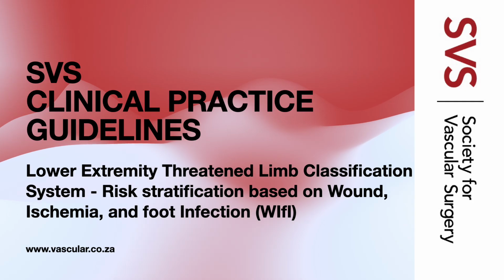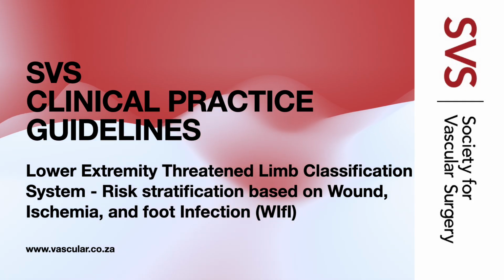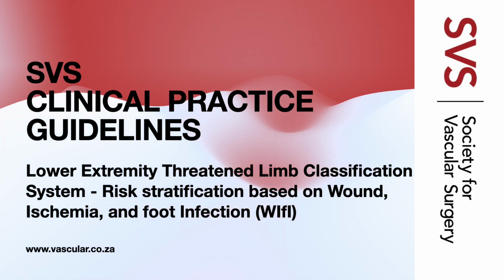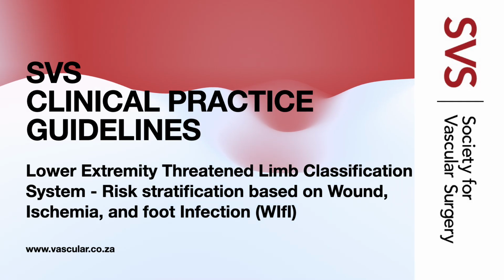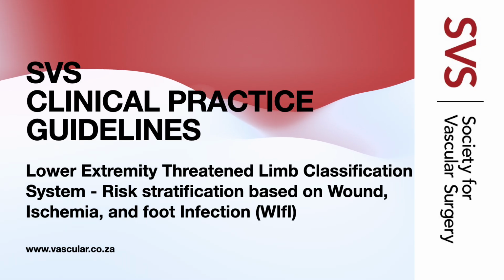Grade 2, now we're getting more advanced. This is considered major tissue loss. We're talking deeper ulcers with exposed bone, joint, or tendon, or perhaps gangrene that's limited just to the digits. These are considered salvageable, but they demand more complex management. Maybe multiple digital amputations or a standard transmetatarsal amputation.